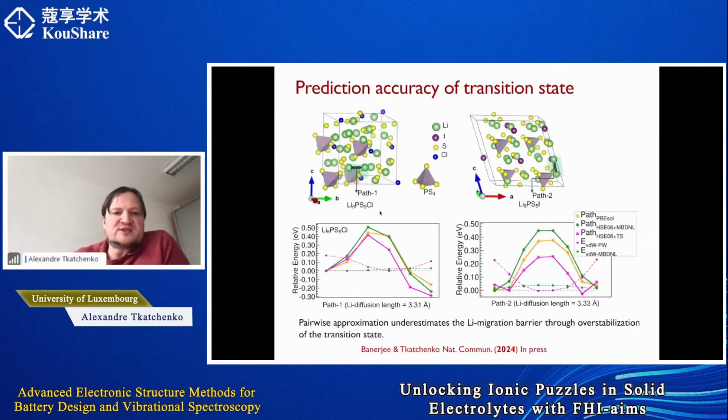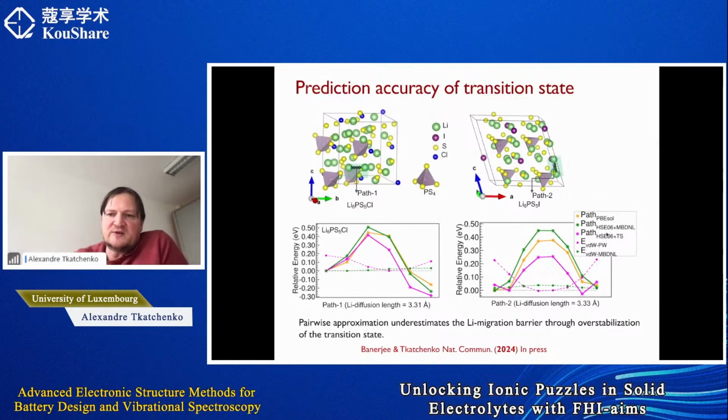So in order to study this, we first focus on the shortest diffusion path for lithium diffusion in these two different materials. Again, the chlorine-containing material on the left and the iodine-containing material on the right. And let's look at the barriers here. So here on the x-axis you have the diffusion path, on the y-axis you have the relative energy. And what you see is that depending on the functional, the barrier is actually quite different.